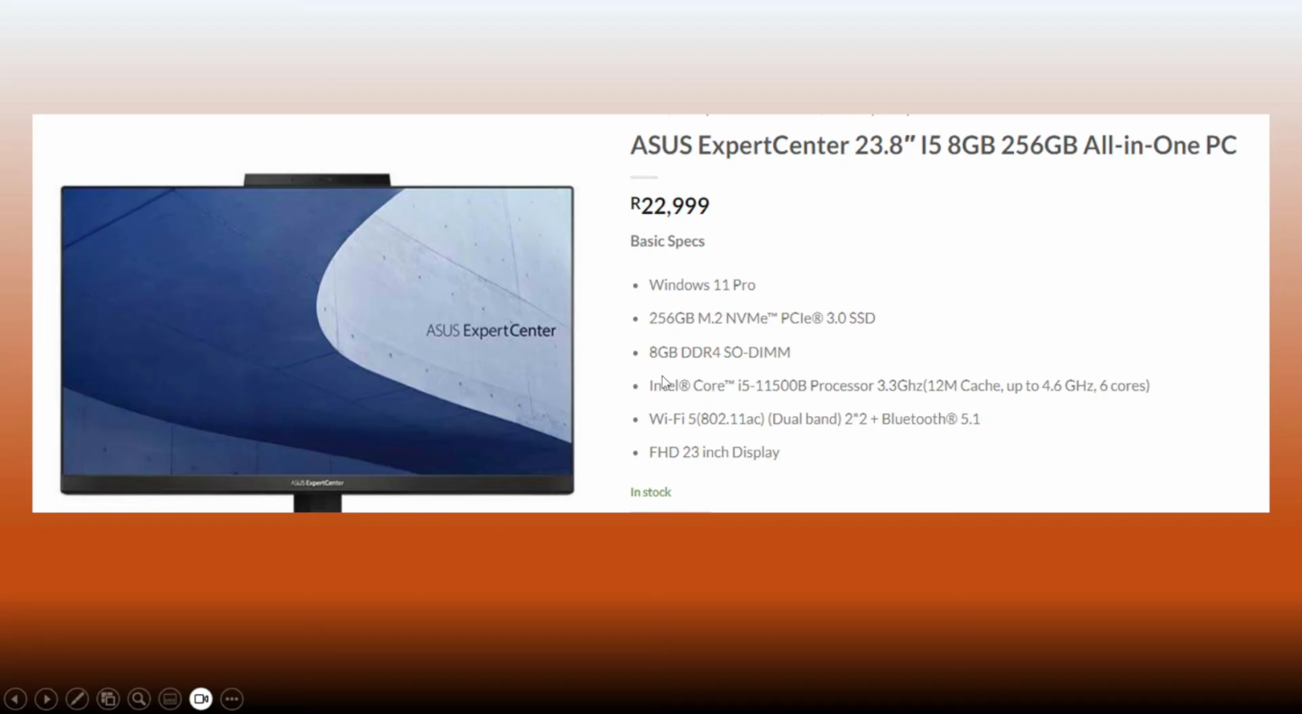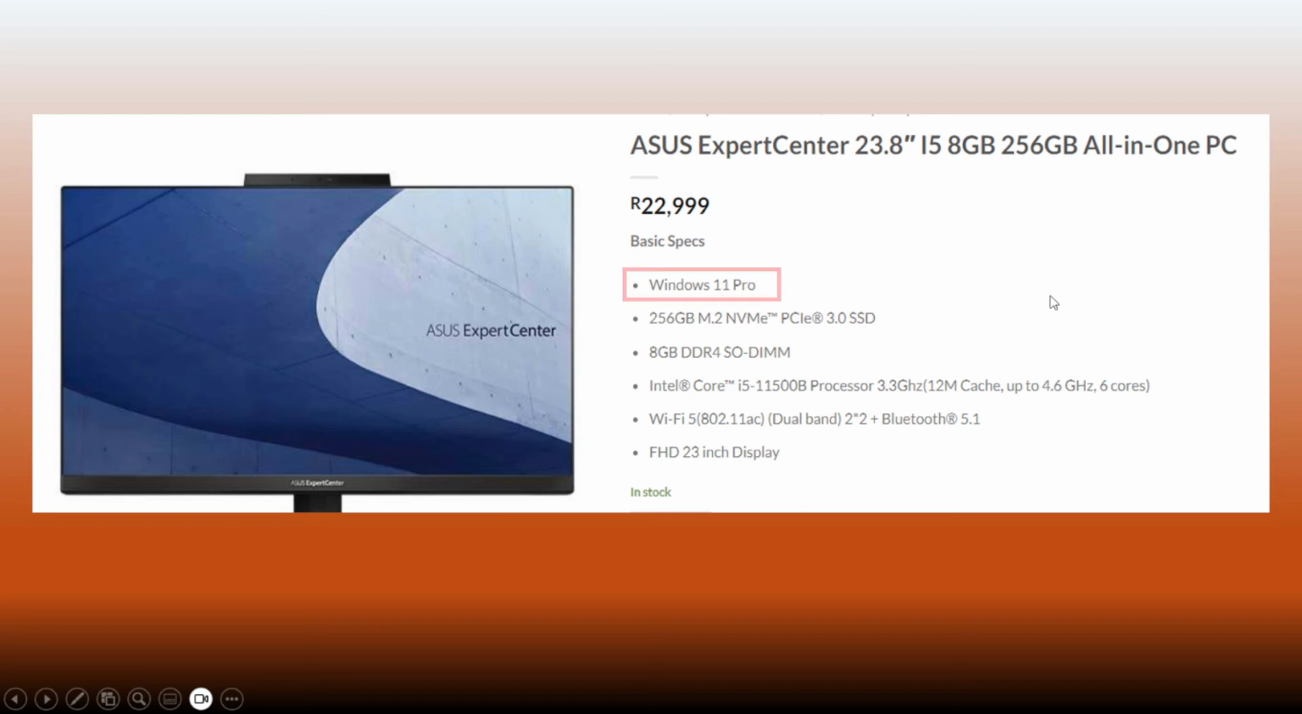Then here's our processor, Intel Core. So we know our manufacturer is Intel. It's a Core i5, and there's the particular model of our CPU. It's running at 3.3 gigahertz, but can go up to 4.6 gigahertz. It's telling us that it can connect to Wi-Fi as well. You can connect to it via Bluetooth. And the monitor itself is a full high-definition 23-inch display. Now, remember, the size of our screen is measured diagonally in inches. This is a full HD, which means we have a high-quality image. And that's our all-in-one PC.